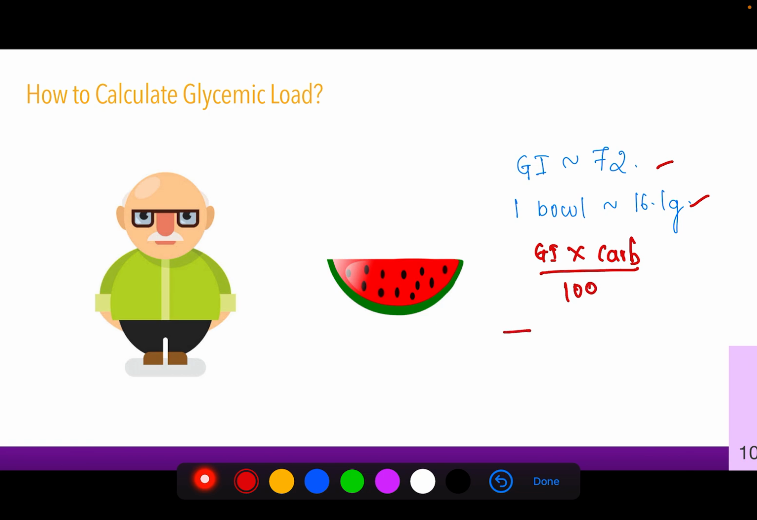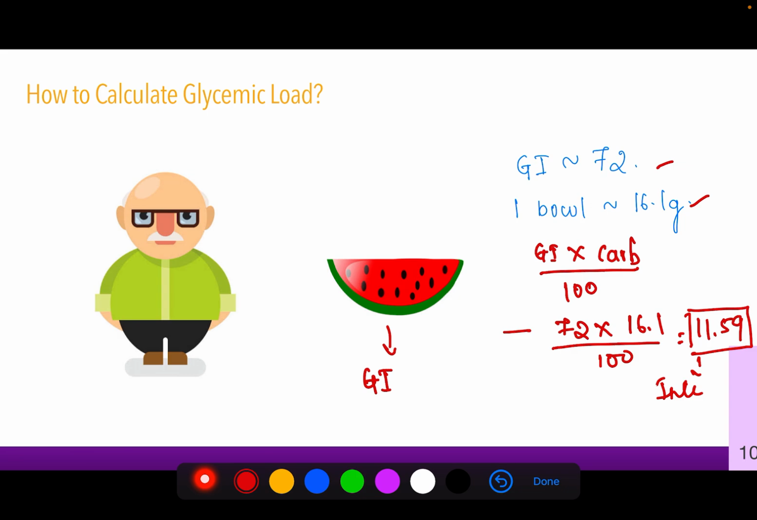So it comes to 72 times 16.1 divided by 100. How much does it come to? It comes to 11.59. Is it low glycemic load, intermediate, or high glycemic load? It is intermediate. So although watermelon has a high glycemic index, one bowl of watermelon will have an intermediate glycemic load.